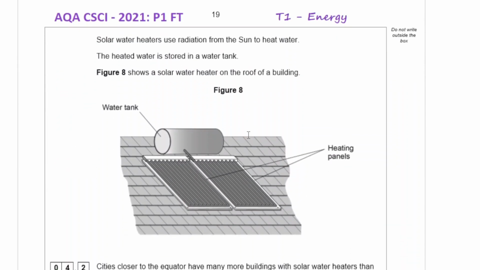Solar water heaters use radiation from the sun to heat water. The heated water is stored in a water tank. Figure 8 shows a solar water heater on the roof of a building. You have the water tank and the solar heating panels.